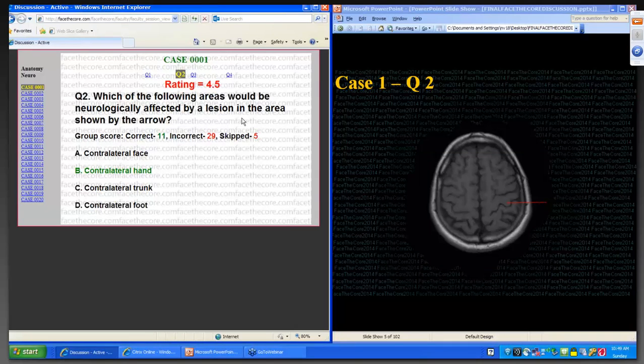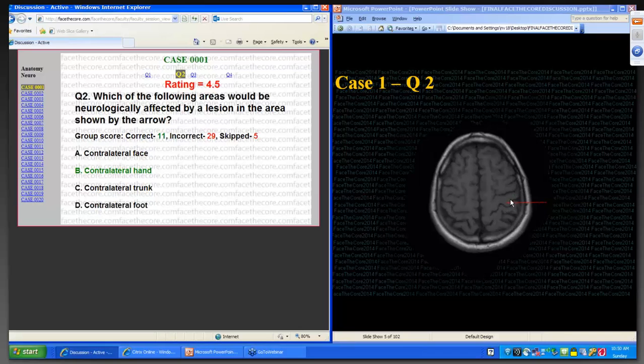Which of the following areas would be neurologically affected by a lesion shown in this arrow? The correct answer is actually the contralateral hand. This gyrus, we know that this is the motor strip, and we should know the organization of the homunculus from medial to lateral. Remember, medially you have the foot area, foot, trunk, and then you get into the hand knob, and as you get more lateral, you're starting to deal with the face and the lips.